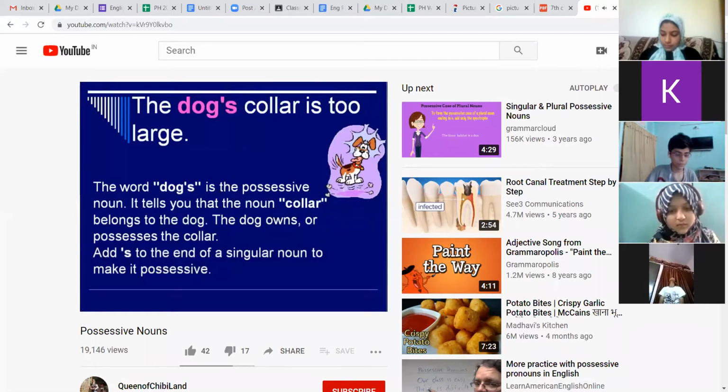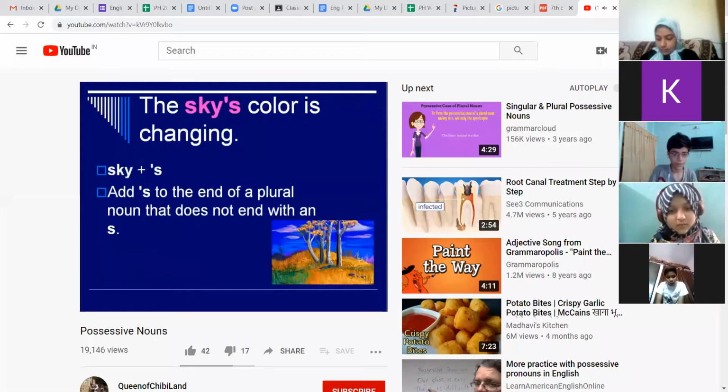Let's look at another example. The sky's color is changing. This is the part you need to write down in your notes, boys and girls, this example. So let's see. Sky is my possessive noun here because we're talking about the sky's color. The color that we're referring to belongs to the sky, so we add an apostrophe s. So we add that apostrophe s to the end of a plural noun that does not end with an s.